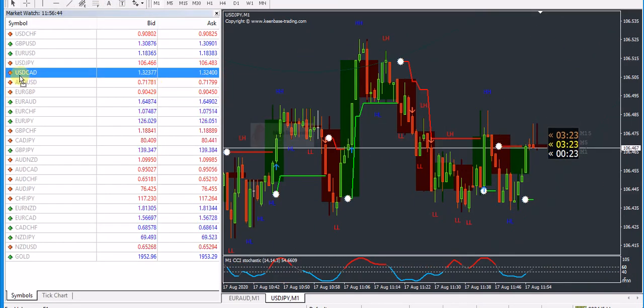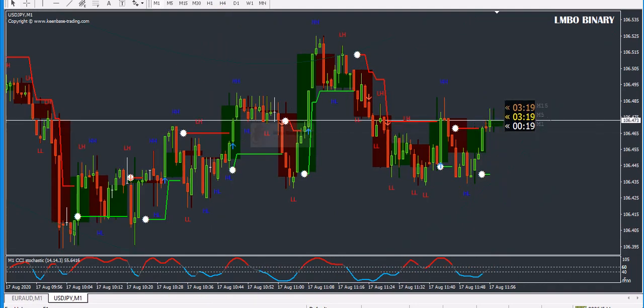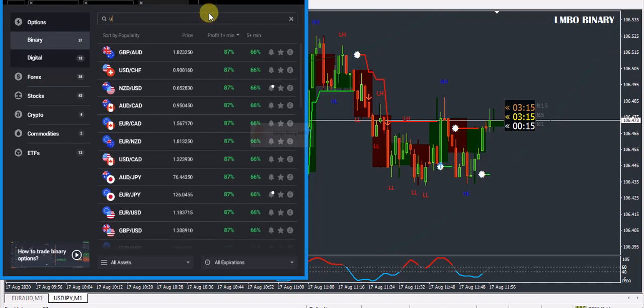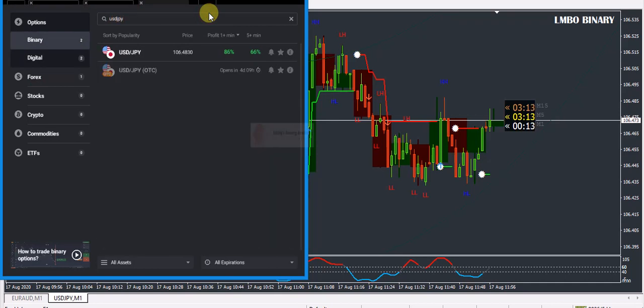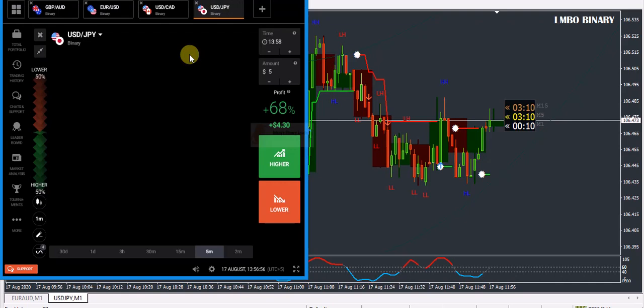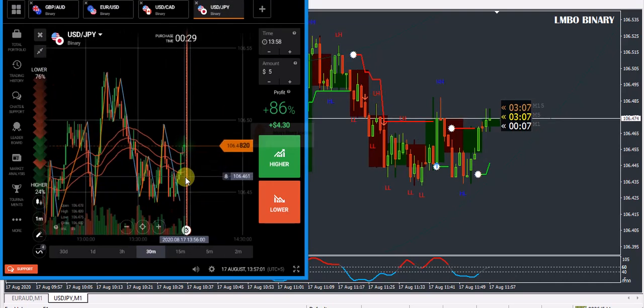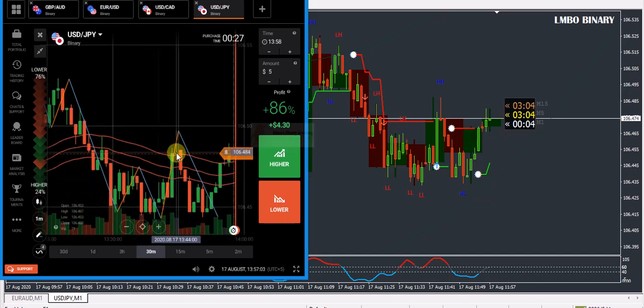Today is Monday. Okay, so again we are getting the entry point here. Yes, so I think that it might respect here. Okay, we are opening the pair. So let's see where the market is. It's breaking the 50 moving average, and already it has made a higher high.